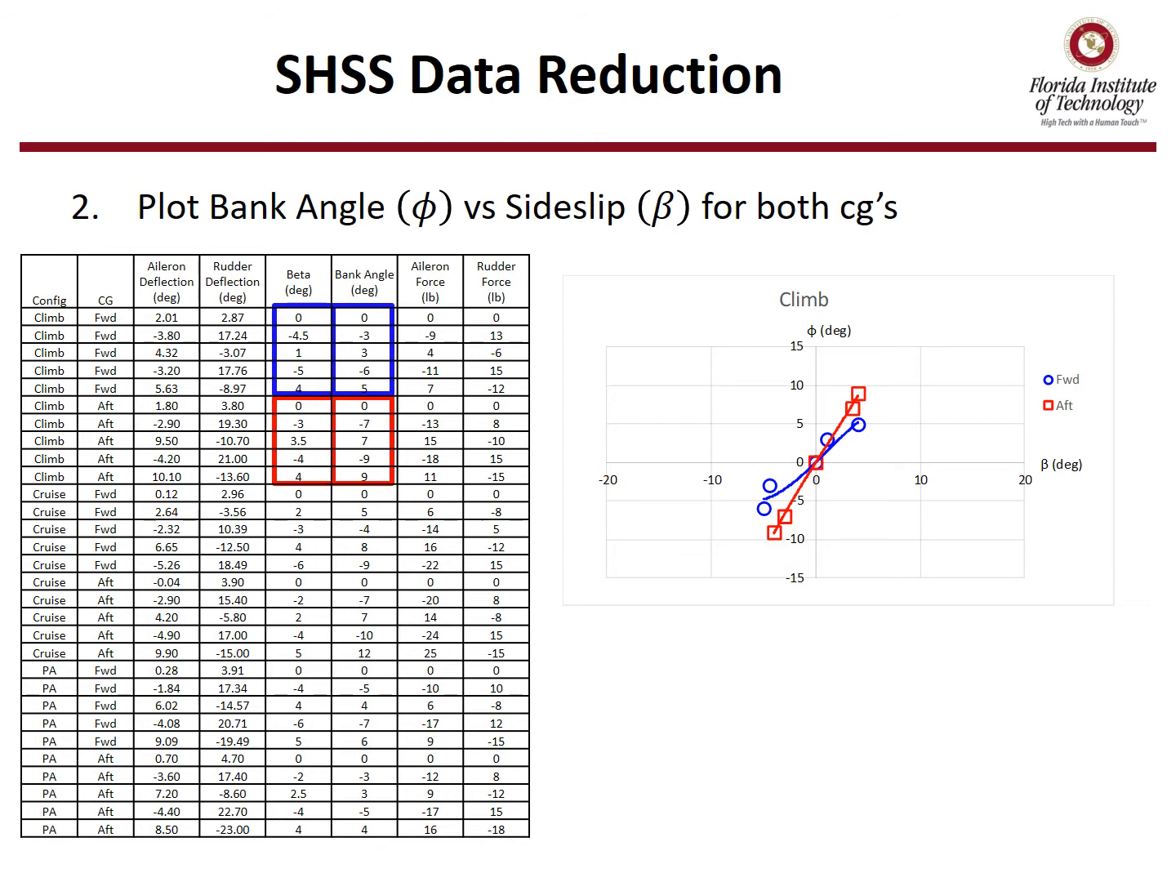Step 2 is to plot bank angle versus side slip and put both CGs on one plot, but only plot one plot for each configuration. So for this example, we're showing the climb configuration. Blue is the forward CG, red is the aft, and then try to fare a smooth curve between the data points.